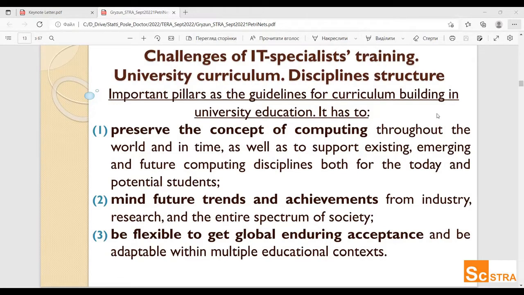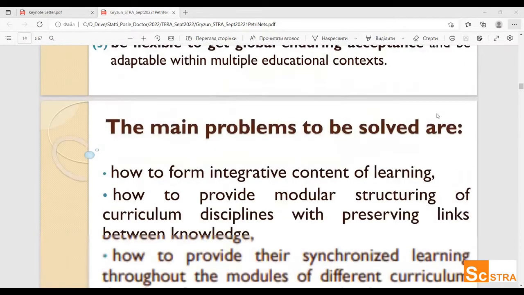It has to preserve the concept of computing, for example, throughout the world and in time, as well as to support existing, emerging, and future computing disciplines, both for today's and potential students. It also has to mind future trends and achievements from industry, research, and the entire spectrum of society. It must also be flexible to global enduring acceptance and adaptable within multiple educational contexts. Actually, these ideas are also true for university curricula of other specialist training, not only for IT specialists.